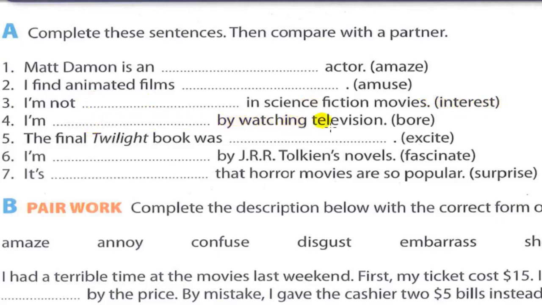4. I am bored by watching television. Bored, with e we put d. I am bored by watching television.